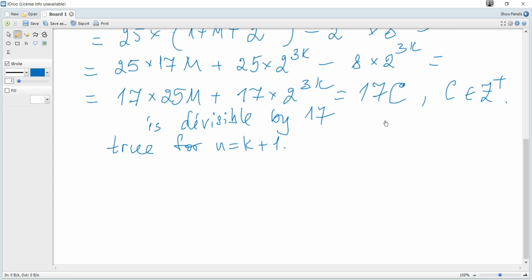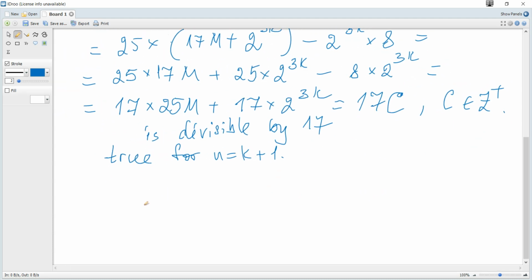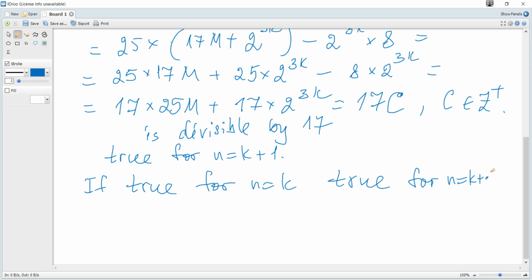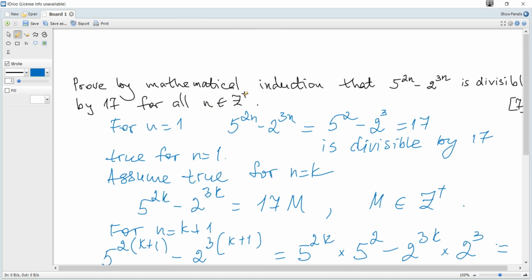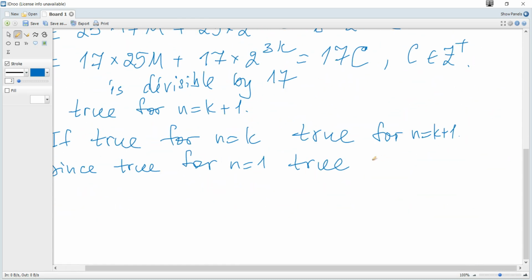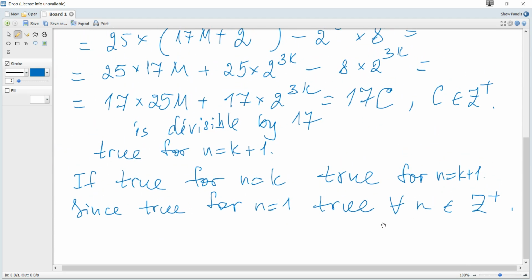And conclusion: if true for n is k, true for n is k plus 1. Since true for n is 1, you can see that here n is positive integer, so true for any n is positive integer. And that's all for this problem.